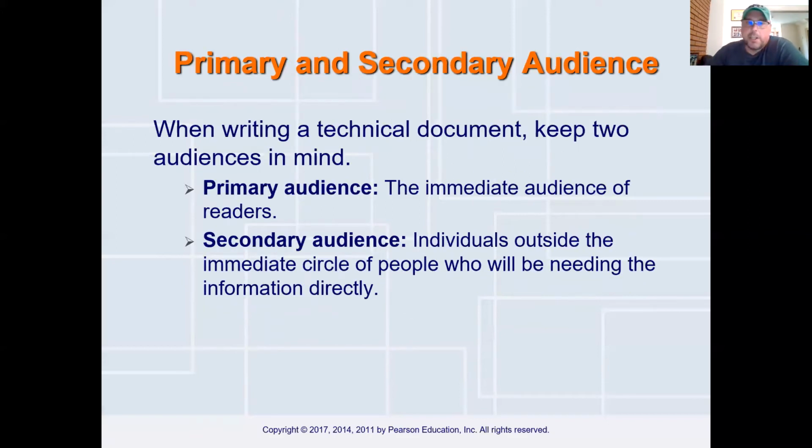When writing a technical document, you want to keep two audiences in mind. You have the primary audience, and this is the immediate people. These are the folks that you focused on. These are the ones that you specifically chose to write to. And then you have a secondary audience, and these are going to be individuals outside that immediate circle of people who will be needing the information directly. These are people that can also be an unintended audience, okay? These are people who this information may not necessarily be for, but they are in some capacity a decision maker.